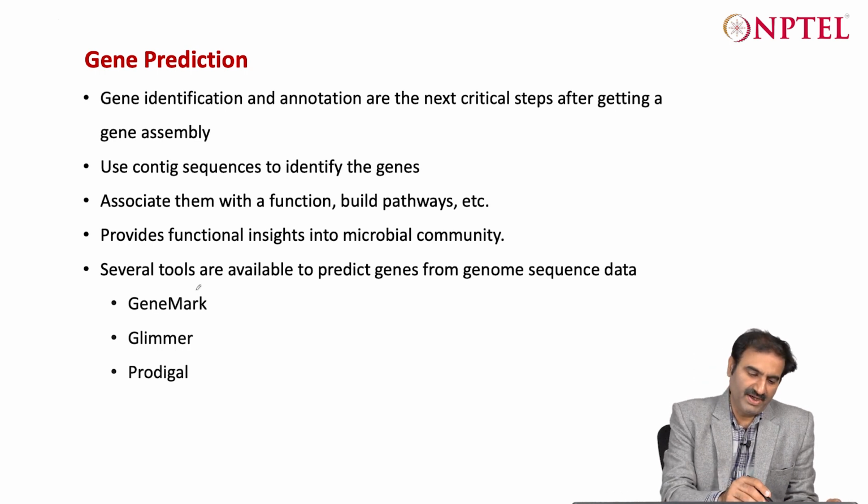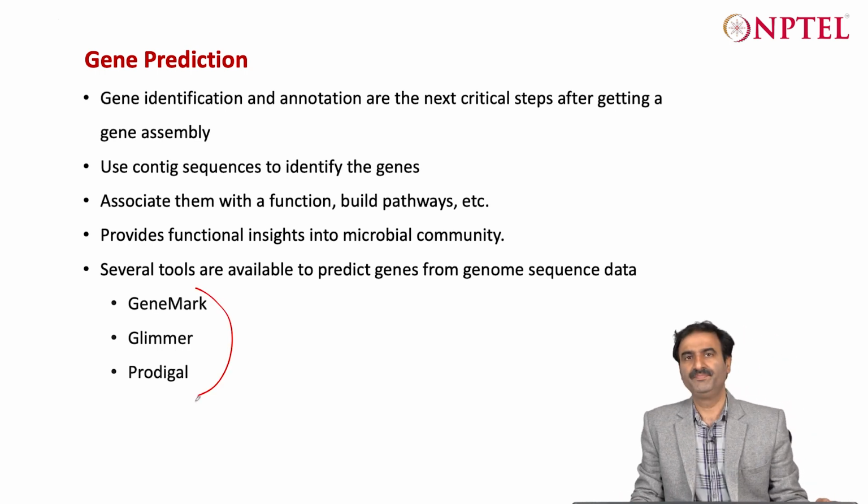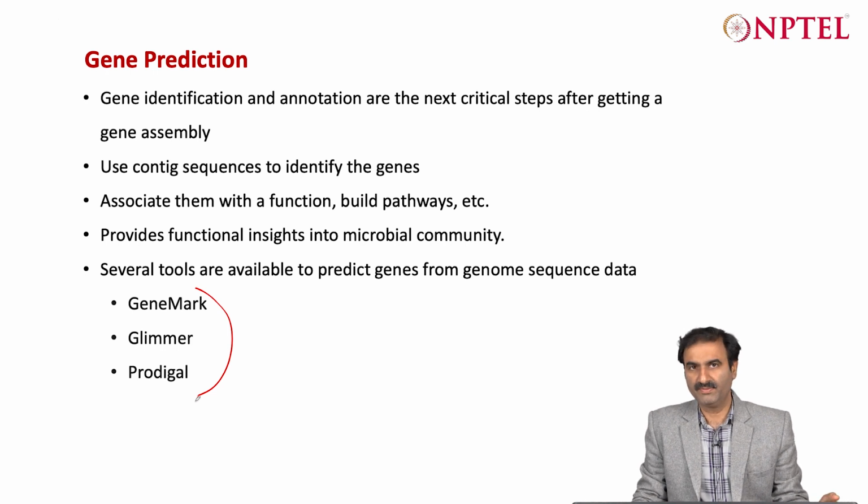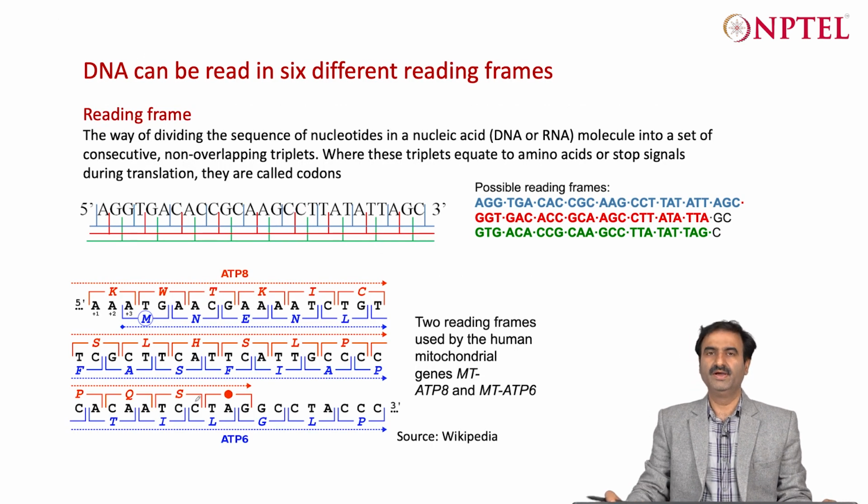The commonly used gene prediction programs for prokaryotes include Glimmer, which is the most common, Prodigal, and GeneMark, which was used very often earlier, but you can still use it and it has some merits. And a very common approach which is called ORF finder, that we will also discuss in this lecture.